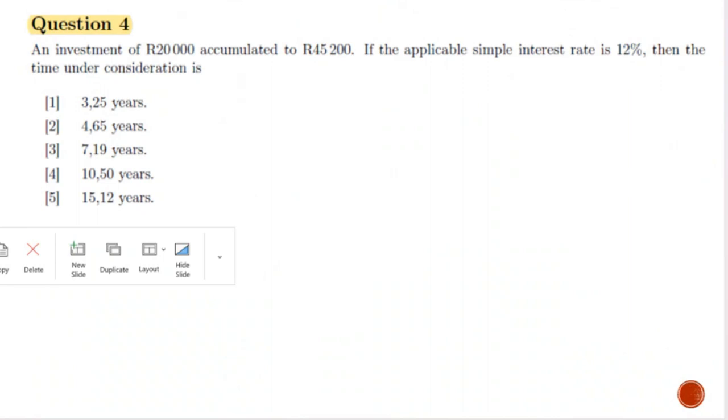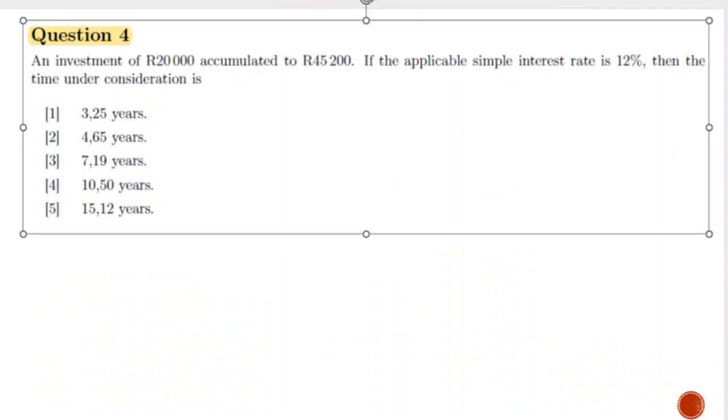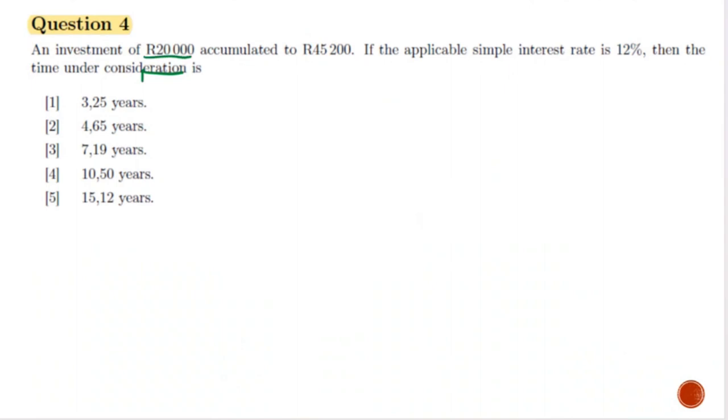Let's look on another question. Okay. So here you've got an investment, okay, an investment of 20,000, okay, which has already accumulated. So you can see what this thing is starting here and it has accumulated. So that is your future value. If the applicable simple interest rate is 12%, so now your I there is equal to 0.12. Okay. Then the time under consideration.